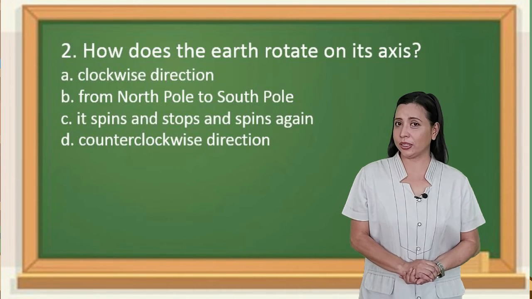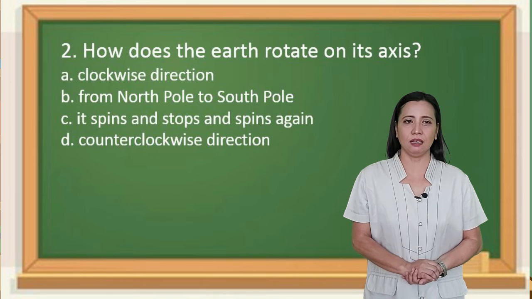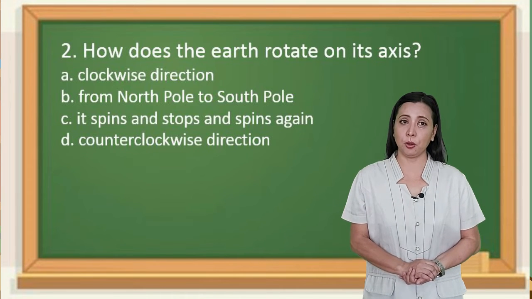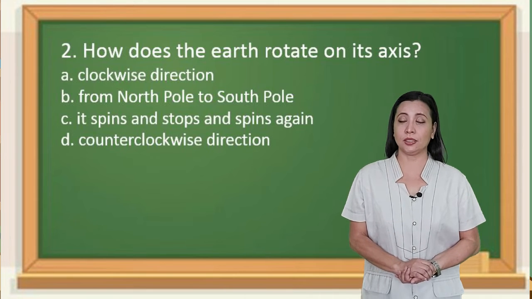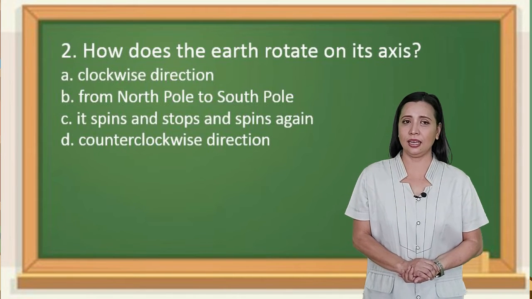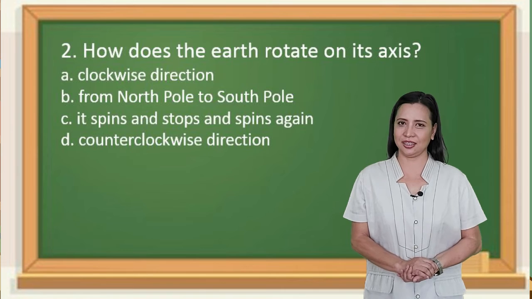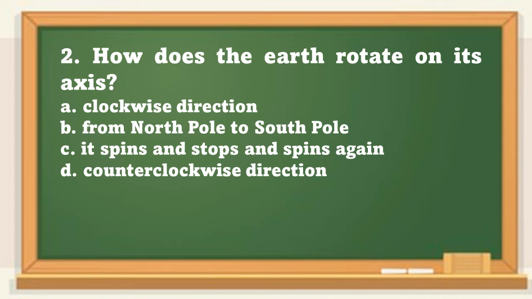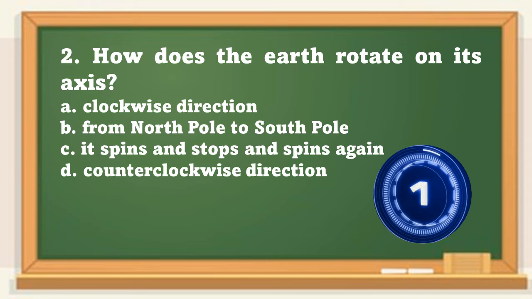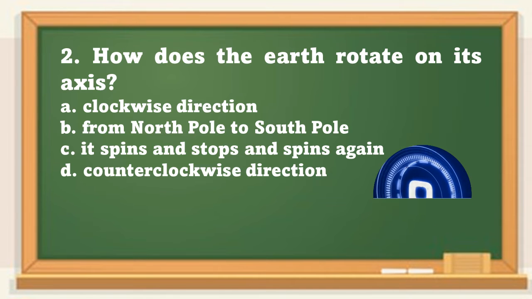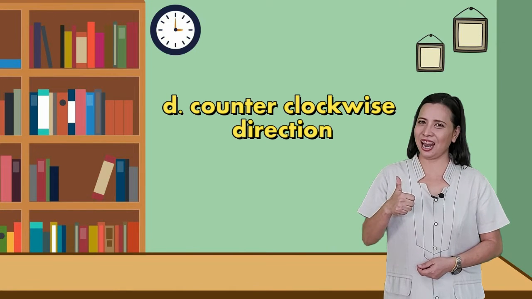2. How does the Earth rotate on its axis? A. Clockwise direction, B. From North Pole to South Pole, C. It spins and stops and spins again, D. Counterclockwise direction. Very good. D. Counterclockwise direction.